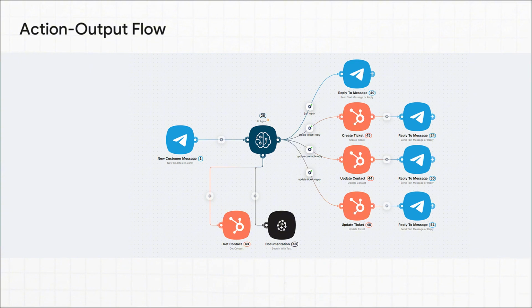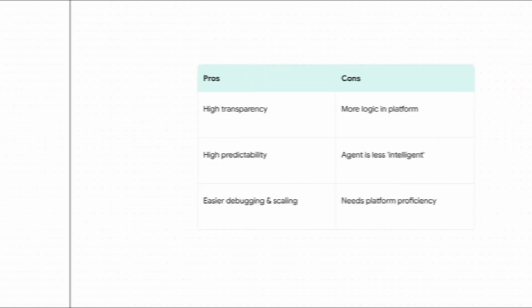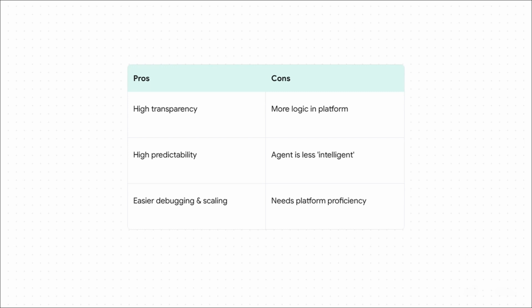And the beauty of this approach is just predictability. Total predictability. Because the output is this structured format, there's no room for the agent to go off script. It's completely transparent, so much easier to debug, and it scales like a dream. The only trade-off? You are shifting some of that logic from the agent into your platform. You have to build out that workflow, but the control you get in return is absolutely worth it.